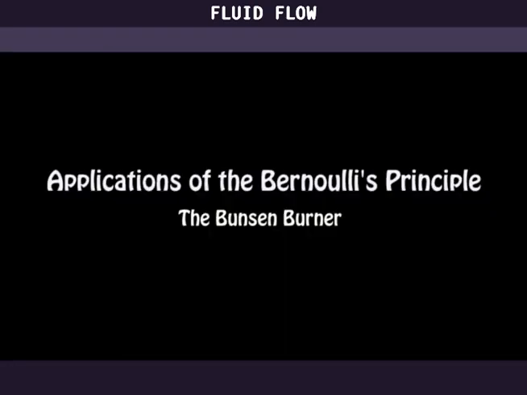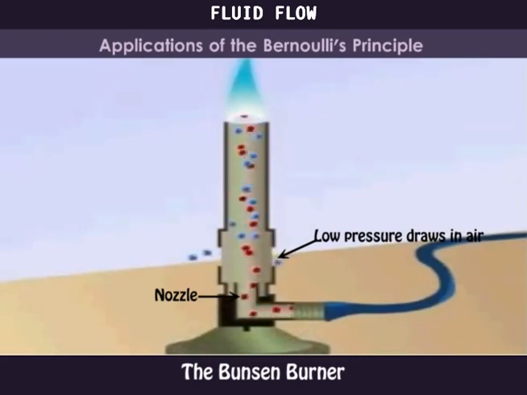Next is a Bunsen burner. Now, when gas is made to flow into the Bunsen burner from the gas cylinder, its velocity is increased when it passes through the nozzle. This decreases the pressure above the nozzle. Because of the atmospheric pressure outside the barrel, air is drawn in. The air and the gas then mix as they rise up, and when ignited, a flame is produced.